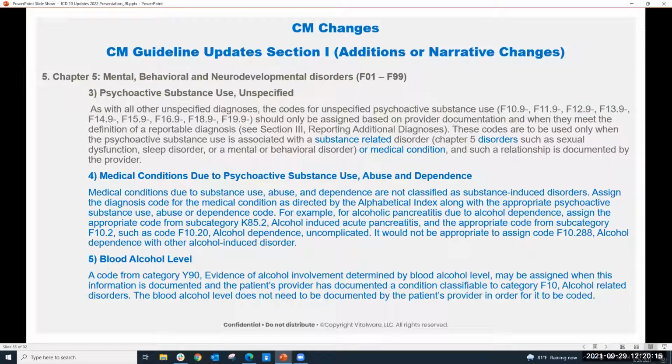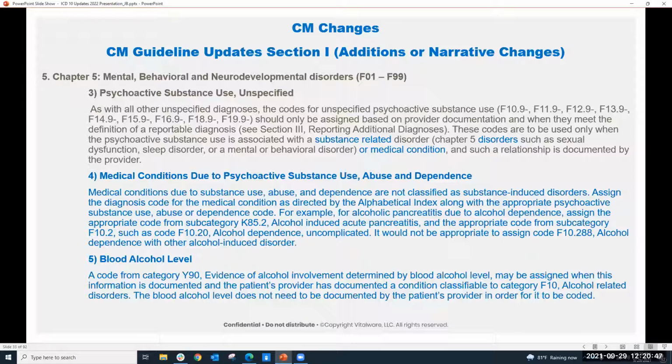Next section is on mental, behavioral, and neurodevelopmental disorders. And the first paragraph is just minor wording changes. The second paragraph is stating that medical conditions due to substance use, abuse, and dependence are not classified as substance-induced disorders. Assign the diagnosis code for the medical condition as directed by the index, along with the appropriate psychoactive substance use, abuse, or dependence code. And then they give you an example here.